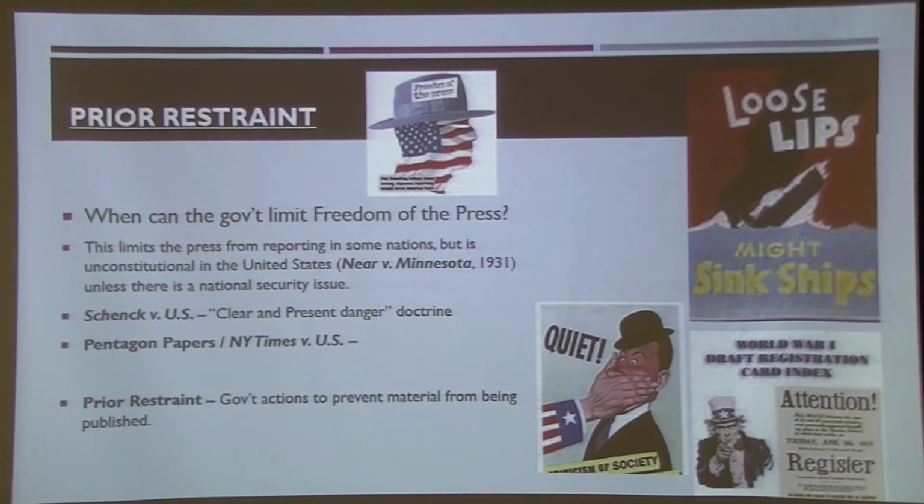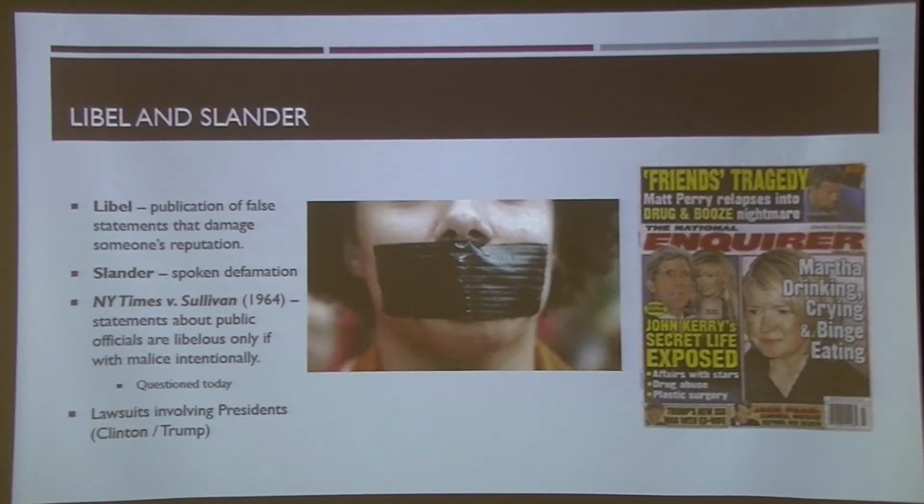A lot of times what government will say can't be done is because of national security, which Near versus Minnesota does give as a reason. But how much is national security in here? And that built upon the Schenck case, which was the clear and present danger doctrine. So again, later on, this is where Schenck applies both to the press in this case and to the freedom of speech that you have.